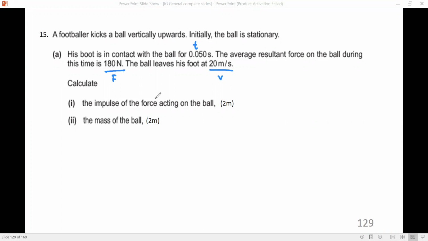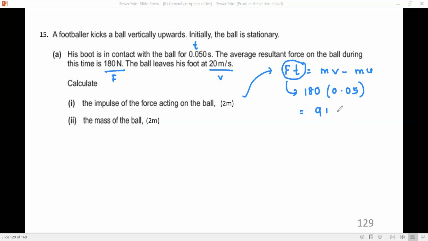First, the impulse of the force acting on the ball. Remember, for impulse we have two formulas. We can use Ft or we can use mv minus mu. It depends on the information they give you in the question. In this case, we don't have the mass yet, so you have to use the formula Ft. F is force, 180, and t is the time, 0.05. 180 times 0.05, you will get 9. So the impulse is 9 Newton second.